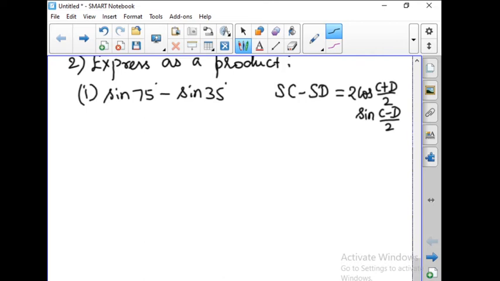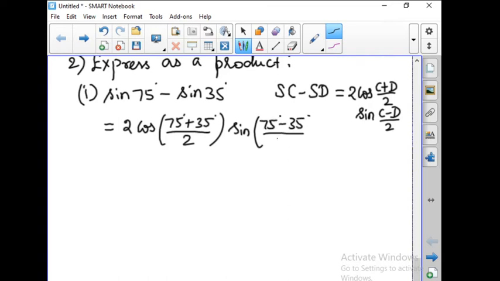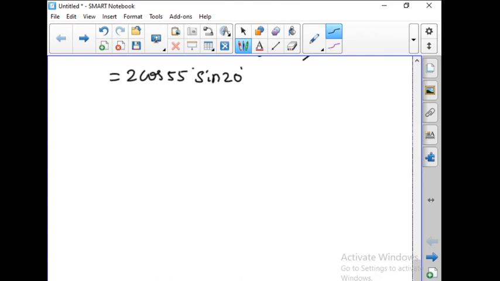So this is equal to 2 cos of 75 plus 35 by 2 into sin of 75 minus 35 divided by 2. So your answer is 2 cos 55 degree sin 20 degree. So similar to this you can continue with the remaining 3 subdivisions. Okay, you can try in your homework with 3 subdivisions.